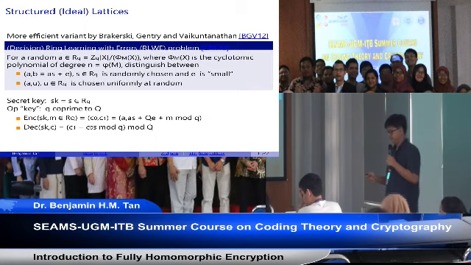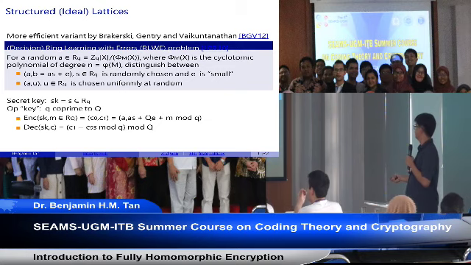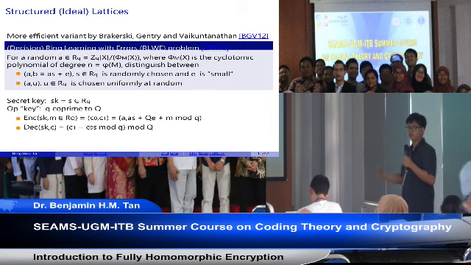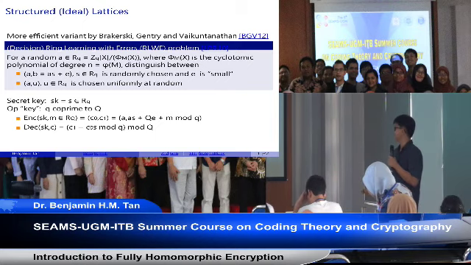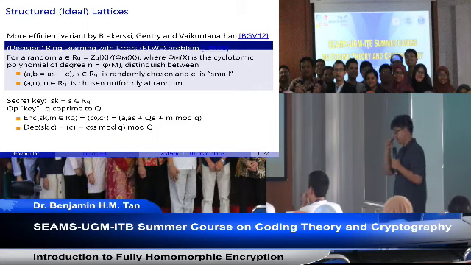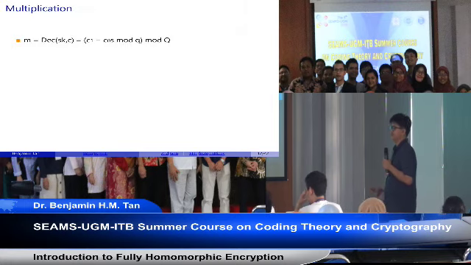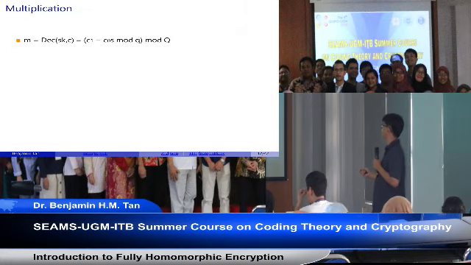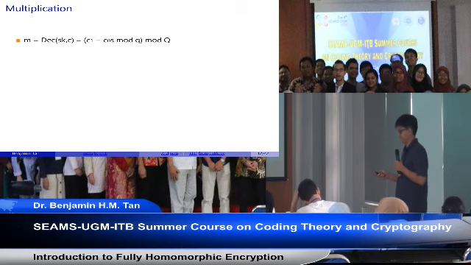Okay, so addition is pretty straightforward. If you have A, AS plus QE plus M, and you want to add two ciphertexts, you just add them component-wise, and the same kind of structure will hold. But multiplication is a little bit more complicated. If we look at the decryption function, you basically compute C1 minus C0S.